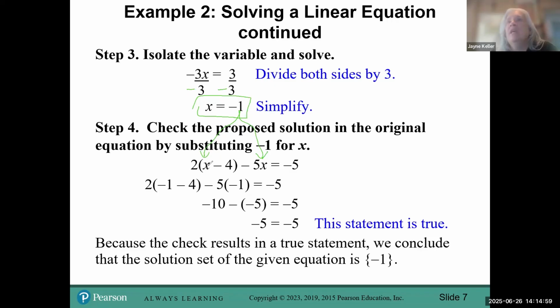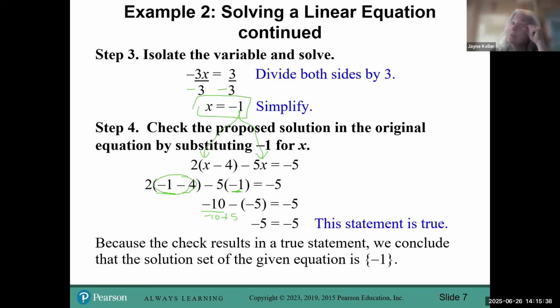So we take that -1, and I'm going to rewrite this where the x is. I'm going to put a -1. So I've rewritten everything else. 2 times -1 minus 4 minus 5 times -1 equals -5. When I simplify, this is going to give me -5 times 2, which gives me -10. And then I have minus -5 here. And -10 minus -5 is the same as -10 plus 5, which is -5.